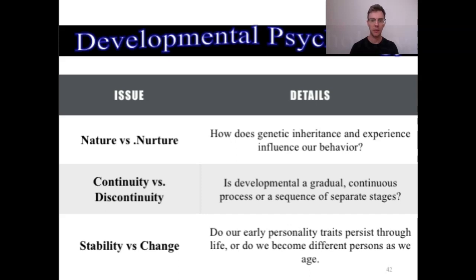Okay, lastly, we have stability versus change. Which of our traits persist throughout our lifetime? How do we change as we age? At what point in our life do certain behaviors affect our adulthood from birth?